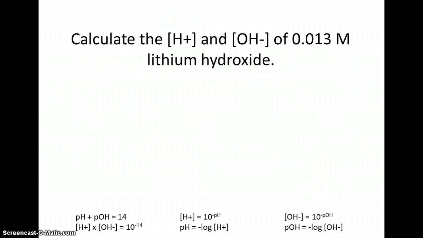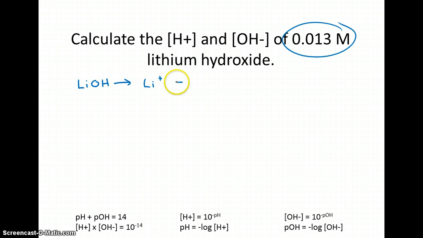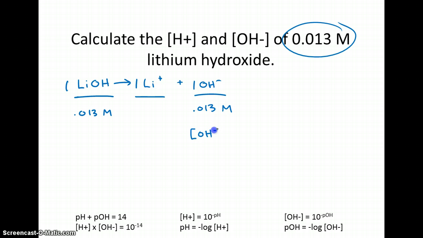I want to calculate H plus and OH minus concentrations for lithium hydroxide if I know the molarity is 0.013. Let's write the dissociation equation. Lithium hydroxide will dissociate into lithium ions and hydroxide ions. I know the molarity of the lithium hydroxide is 0.013. Because there is a 1 to 1 to 1 molar ratio, I know the concentration of OH minus is also 0.013. In other words, I just figured out that the OH minus concentration is equal to 0.013.